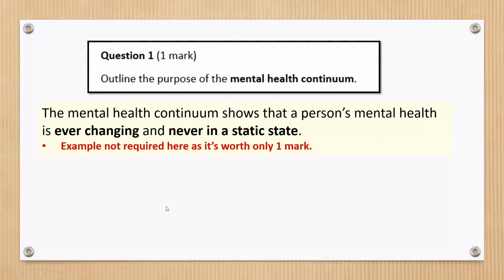Again, it's not enough for you to simply list down the 3 mental states, but it's important for you to explain how the mental health continuum represents those states, okay? The mental health continuum indicates that we can shift between those states in our lives. We can change between those different mental states at any point in our life. Now, an example is not required here, and you don't even have to talk about the 3 mental states, as I mentioned, because the question is only worth 1 mark. Okay, so because it's only worth 1 mark, you don't have to go into further depth.